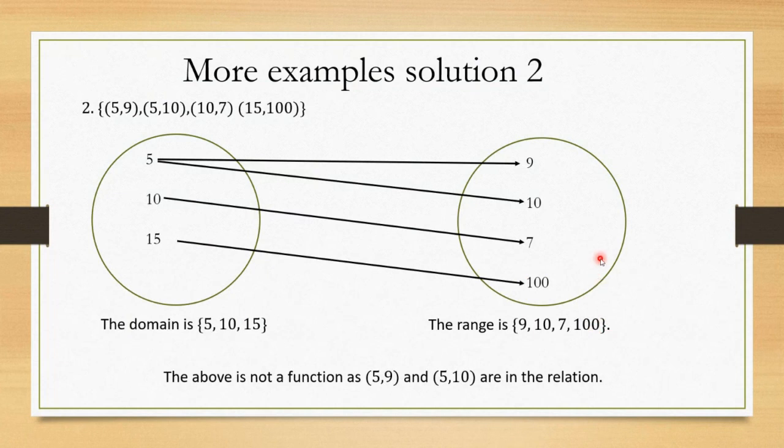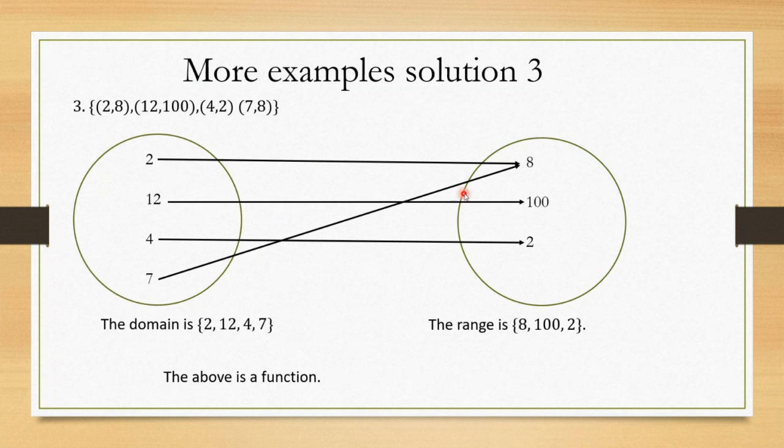For the third one, we have these ordered pairs. I draw the correspondence diagrams. Here I'm not drawing it by hand, which is probably good because this is better than my handwriting. We have 2, 8, no, excuse me, we have 2, 12, 4, 7, as you can see. And 2 goes to 8, so we have an arrow from 2 to 8. We have an arrow from 12 to 100. That's what this is doing.